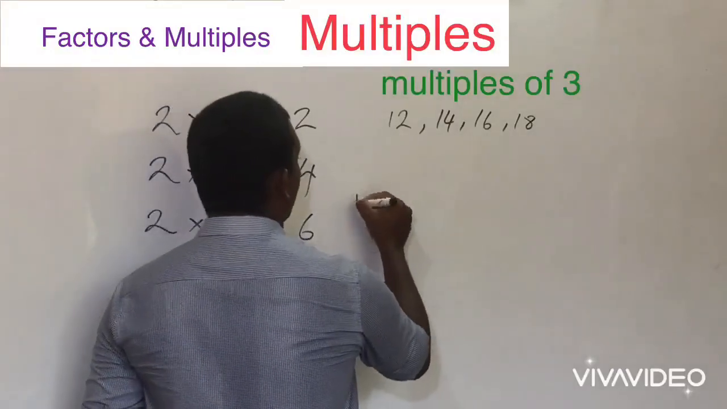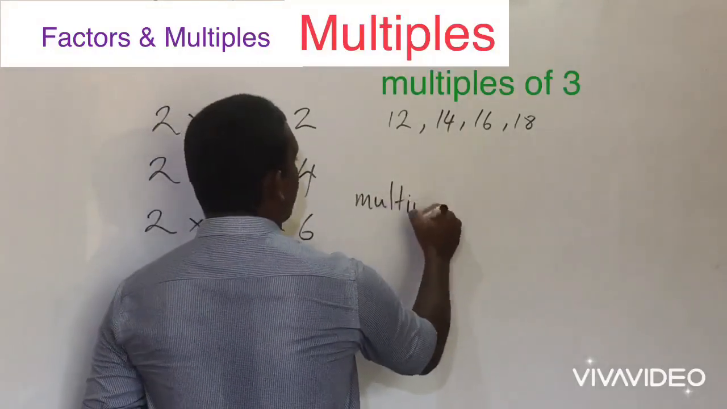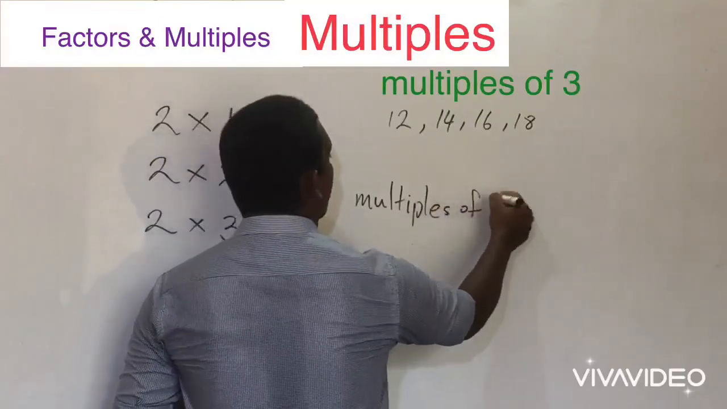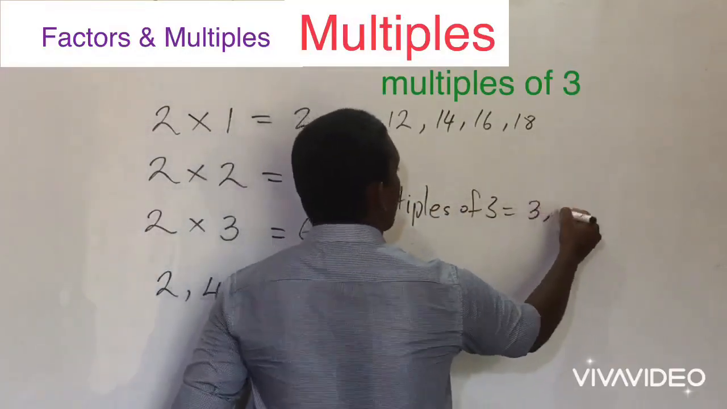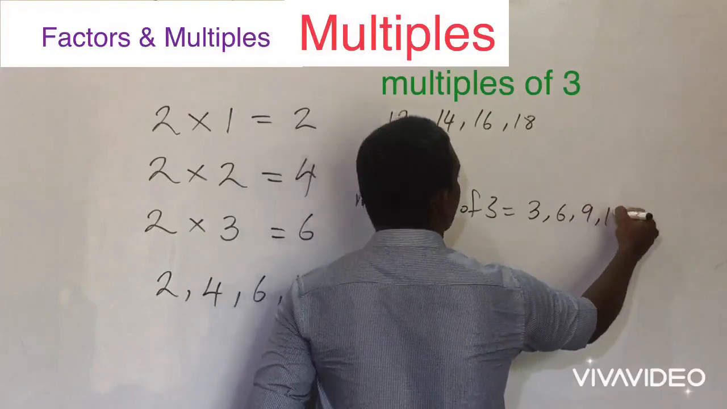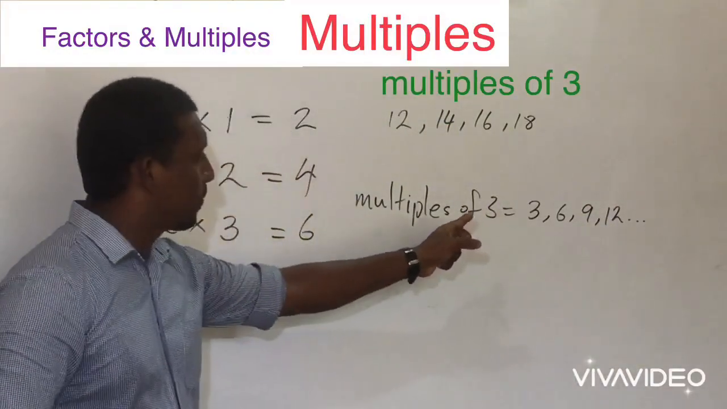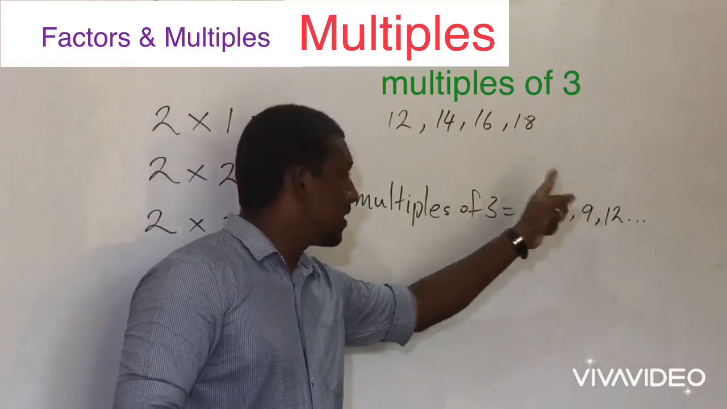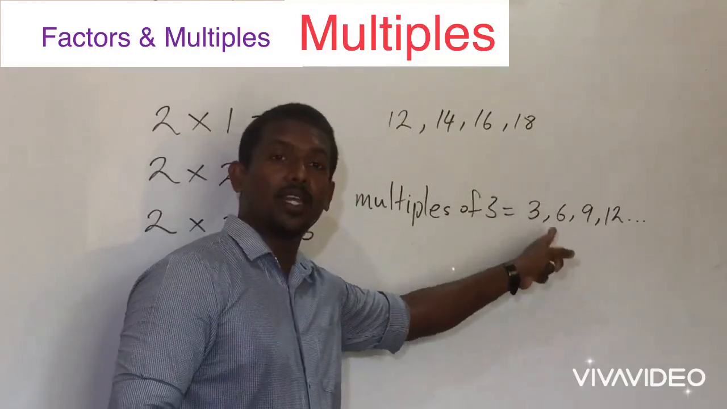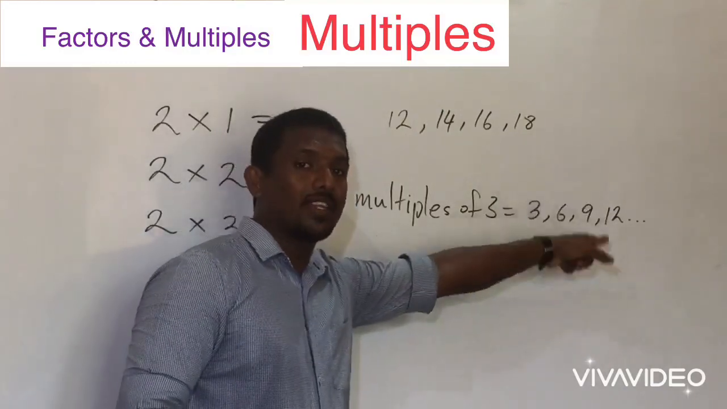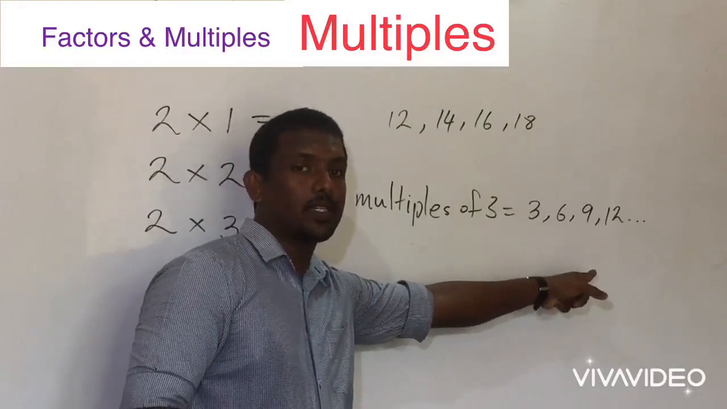Right, now let's see how we write multiples of 3. Right, multiples of 3. If they are 3, 6, 9, 12, it is also the same. Right, the pattern can be continued. These are the multiples of 3 beginning with 3, and it is also an infinite pattern.